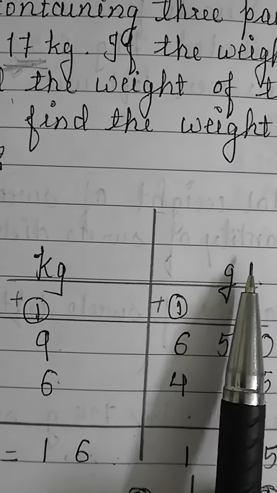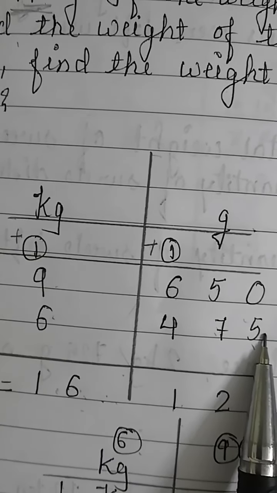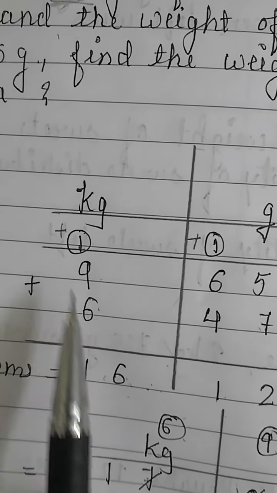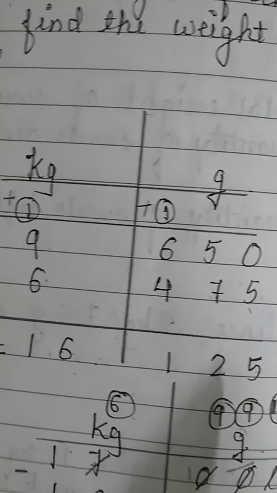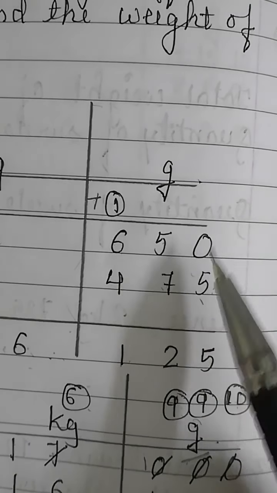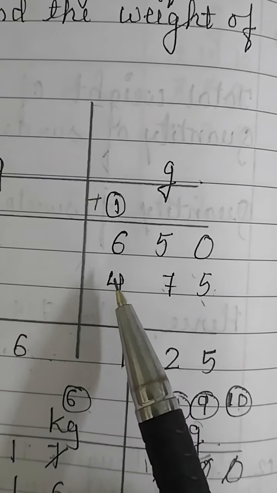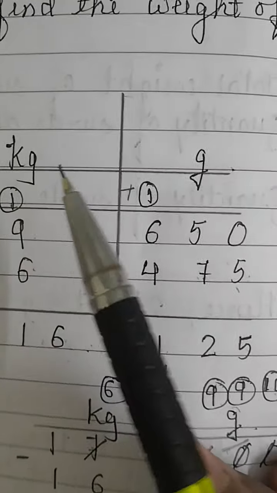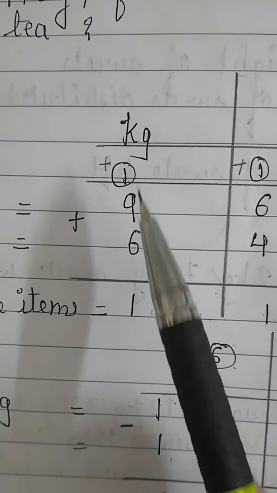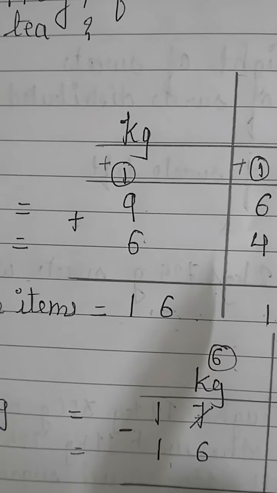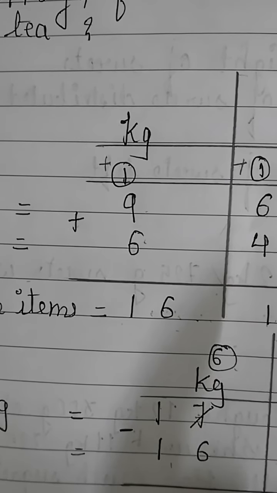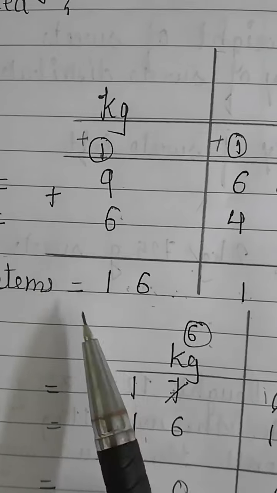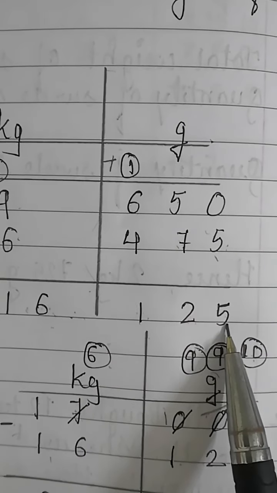The weight of the rice packet is 9 kilogram 650 gram. And the weight of the sugar packet is 6 kilogram 475 gram. So now we will add these weights together. Okay, so let's add the grams. 5 plus 0, 5. 7 plus 5, 12. So we'll write 2, carry over 1 to the next place. 4 plus 6, 10 plus 1, 11. We'll write 1, carry over 1 in the kilograms column. Now 9 plus 6, 15 plus 1, 16. Okay, the total weight of both items, rice and sugar, is 16 kilogram 125 gram.